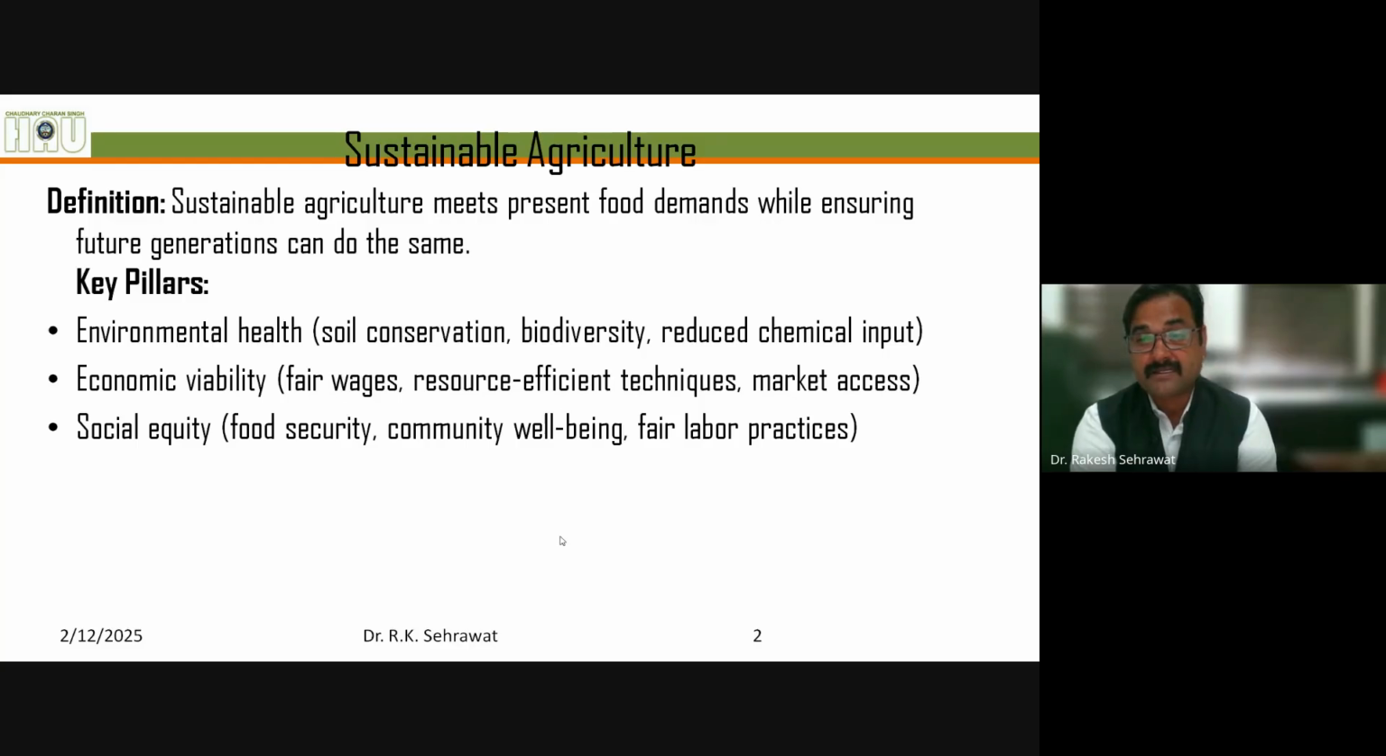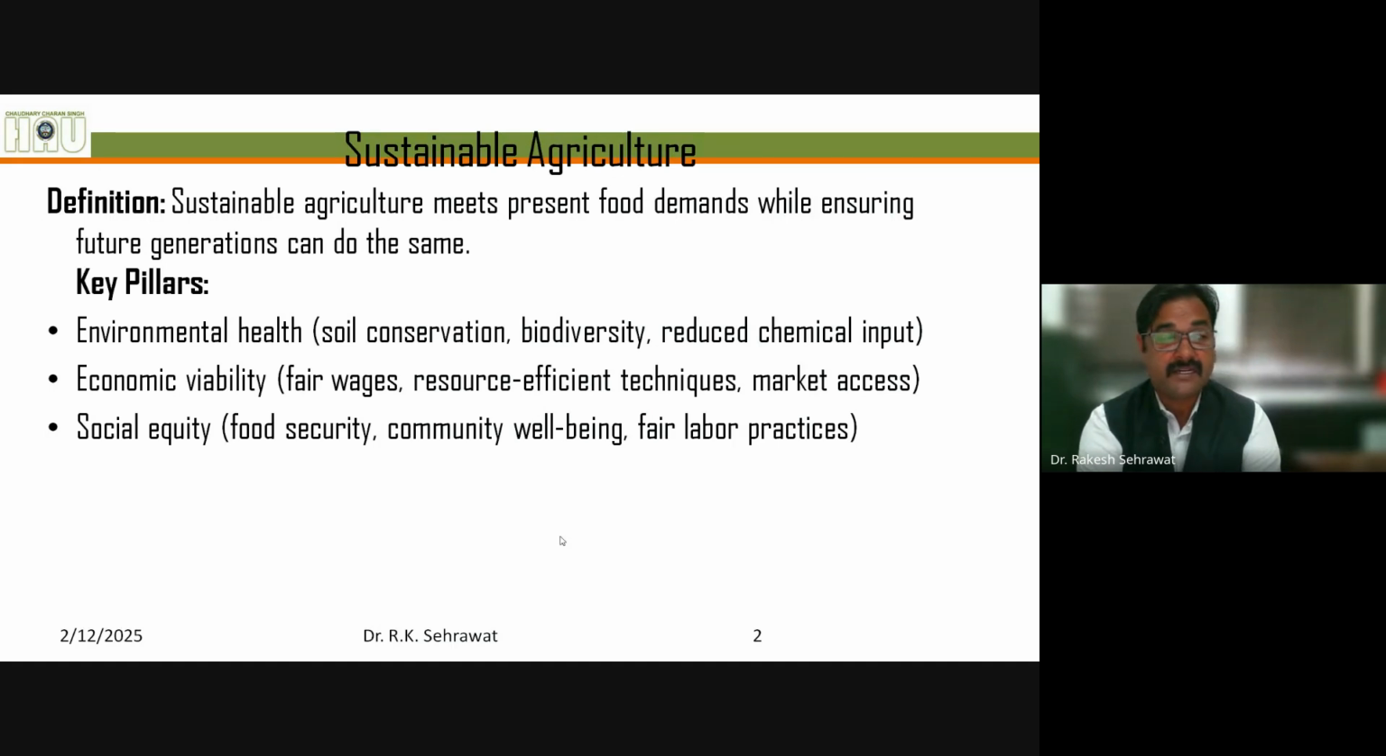The problem is the market access. We are not having access to the market. The farmers are not able to supply their product to the market at a handsome rate. Then social equity is another pillar of sustainable agriculture. We have to think over that.